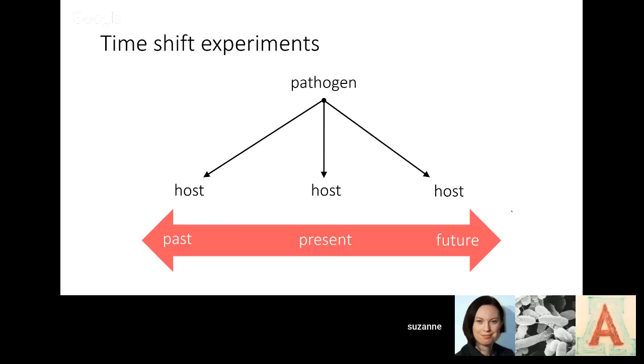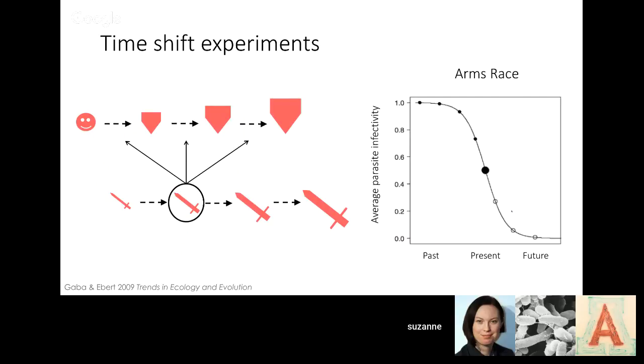But what you take from these time shift experiments is basically you look for signals of adaptation across time. And these signals of adaptation across time will be different depending on the type of coevolution that's happening.